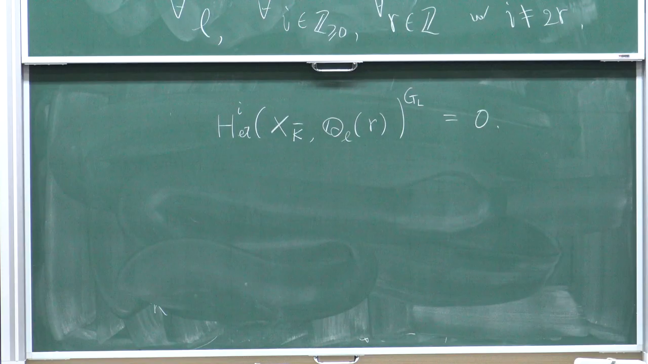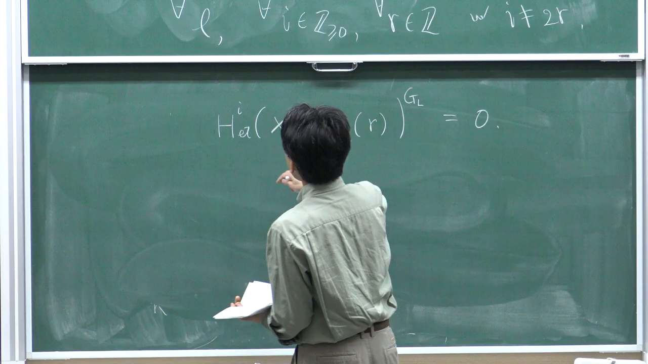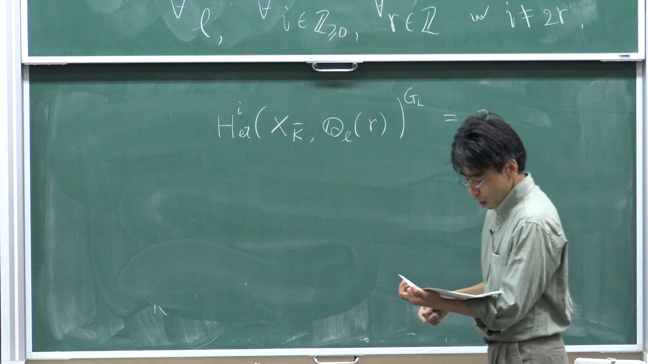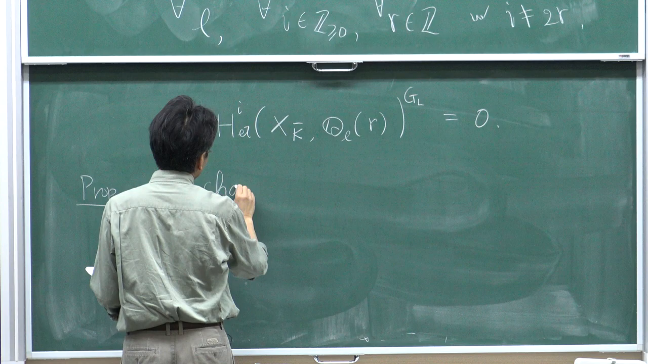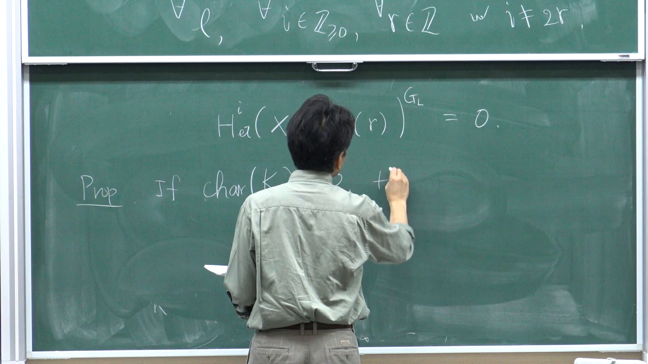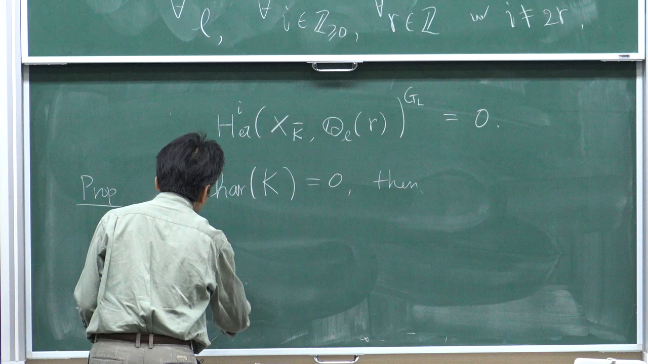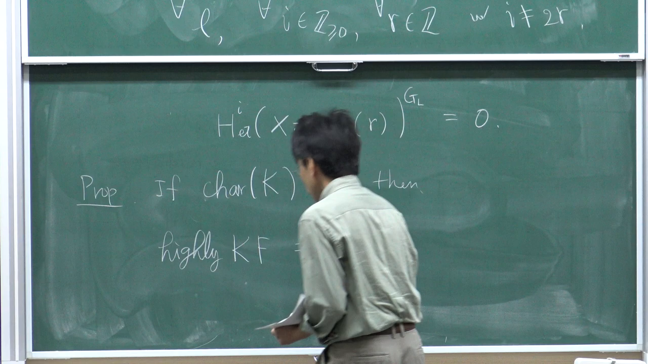In the original definition of Kummer faithful field, A is a semi-abelian variety, and a semi-abelian variety is not proper, but we use only proper varieties. But since we allow varieties in degree I and R twist, in fact we can prove that in characteristic zero, highly Kummer faithful implies Kummer faithful.